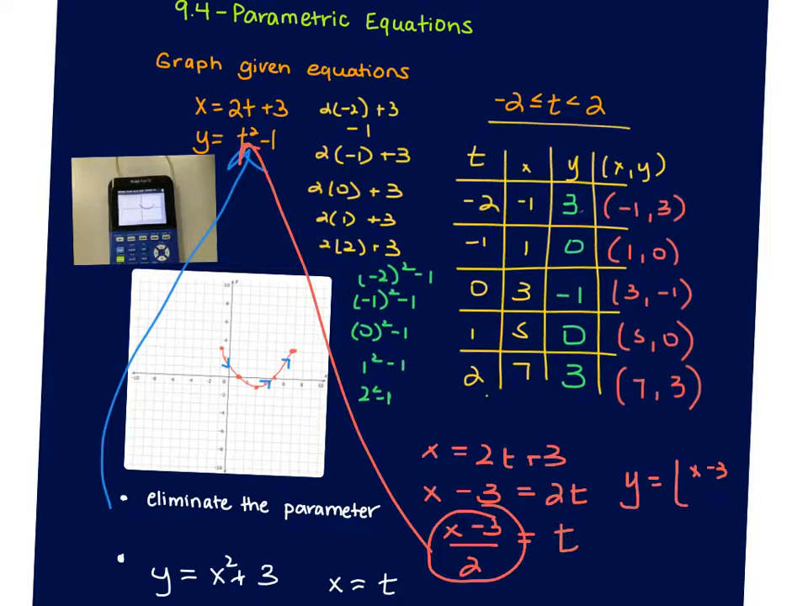Oh, no, they're both squared. And now you've eliminated your parameter. So again, you would get rid of the t by solving one of the equations for t and plugging it back into the other equation so that your answer doesn't have a t value in it.